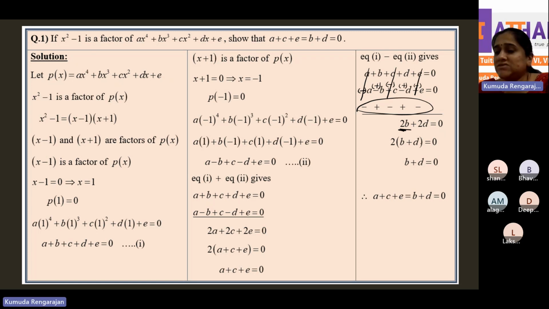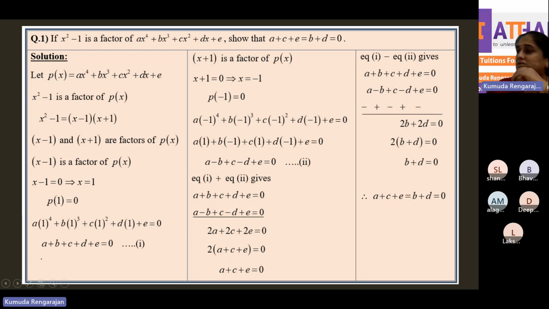So take 2 common: 2 of B plus D is equal to 0. 2 goes for division, so B plus D is equal to 0 by 2, which is 0. You don't have to show 0 by 2 and all that. So we proved that A plus C plus E is 0 and also B plus D is 0. That means A plus C plus E is equal to B plus D is equal to 0. So you must remember this answer like a story. There's nothing to practice in this.